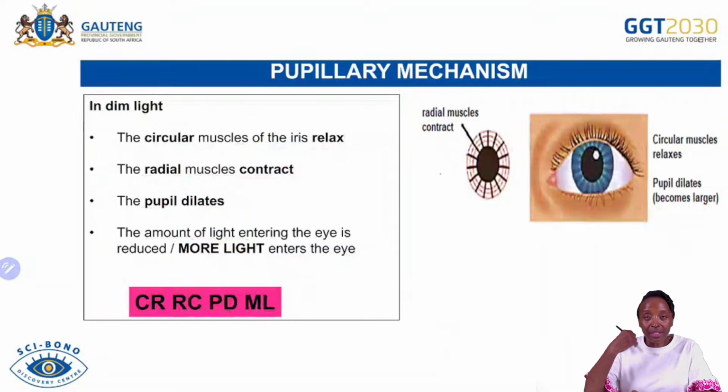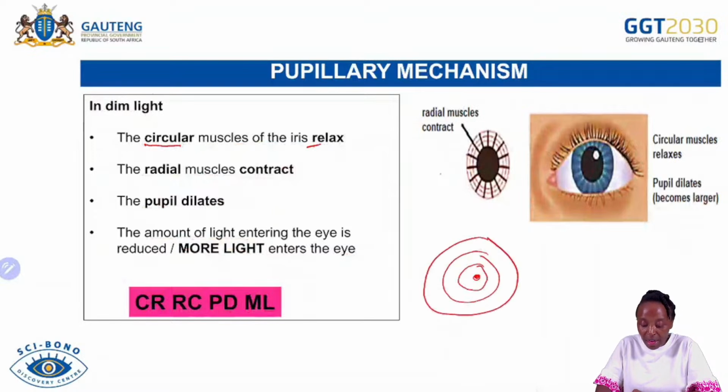And then with the dim light, so if your eye is exposed to dim light at night, when you get up at night and it's dark, what happens? What are the changes that take place in your eye or in the pupil size? So here it is the opposite again. The circular muscles, now they do what? They relax. So the very same muscles that are forming a circle around the pupil, they will relax, and then the radial muscles are going to do what? Are going to contract. Then the pupil will dilate.